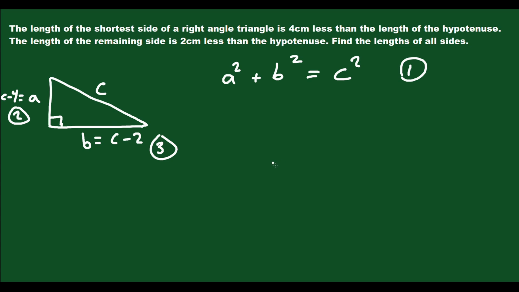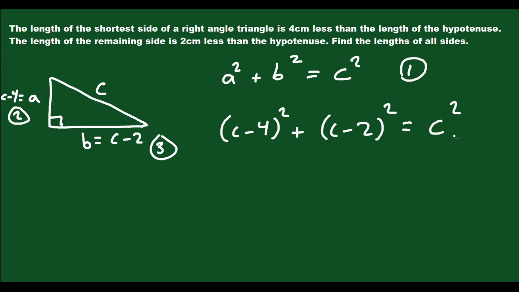So like I said before, you need the same number of equations as you do unknowns in order to solve for everything. So it looks like we're going to be good here, right? We got 3 equations, 3 unknowns. So what can we do? Well, I can plug equation 2 and 3 into equation 1, right? Because A squared, I can replace A with C minus 4. So (C minus 4) squared plus, well, B squared, I know B is C minus 2. So I'm going to put (C minus 2) squared. And that's equal to C squared. What we have now is an equation with just C's, so we can solve for C, right?